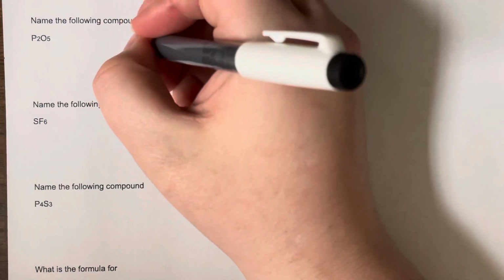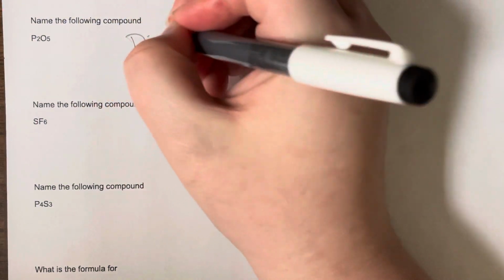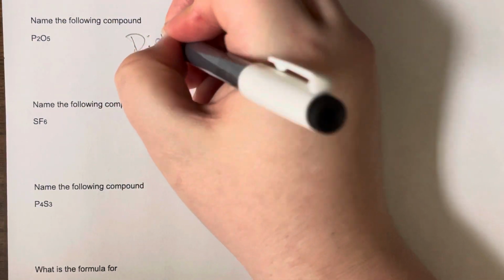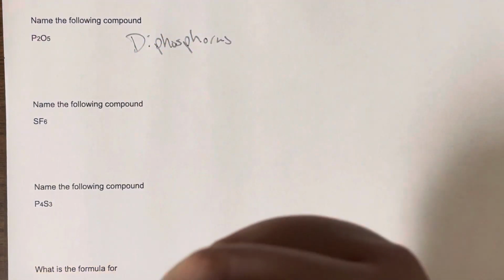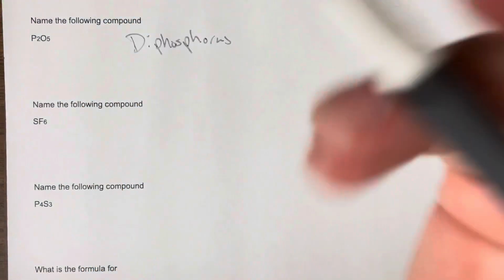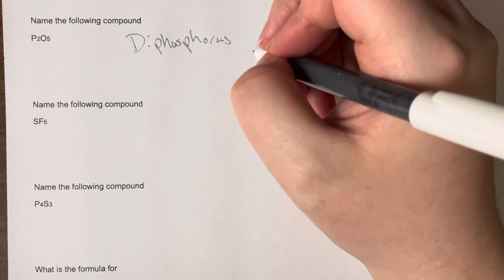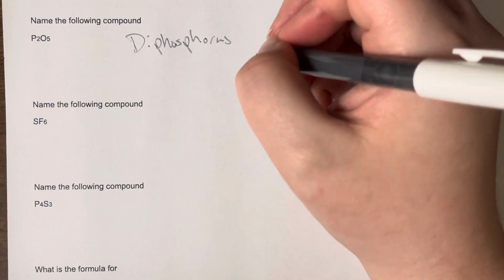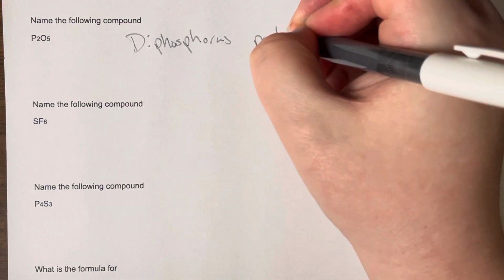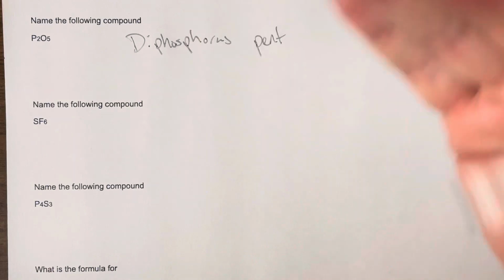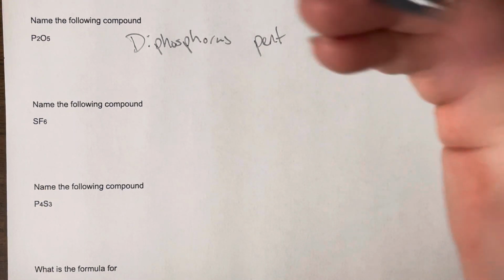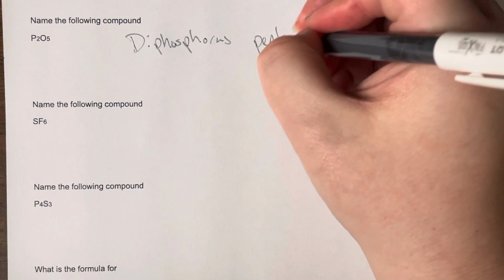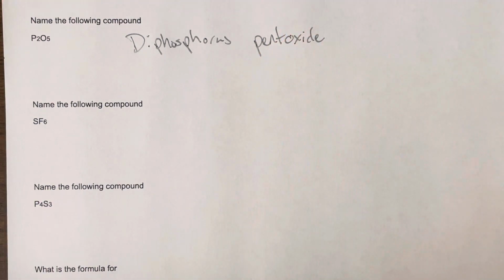So P2, the subscript for 2 is di, and then phosphorus gets to keep its full name since it's in the first position. O5, I need the prefix for 5, which is going to be penta, but we're going to drop the A since we have a vowel following it, so it'll be pent. And then oxygen has to change its suffix to ide, so this will be pentoxide. So diphosphorus pentoxide would be the correct name for that formula.